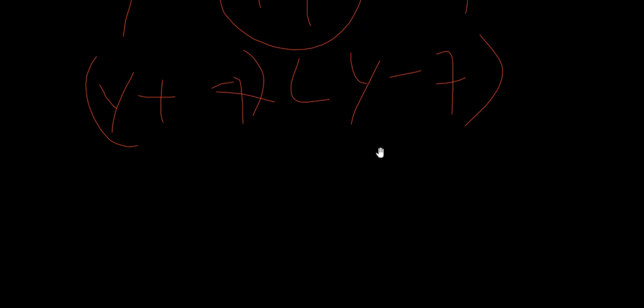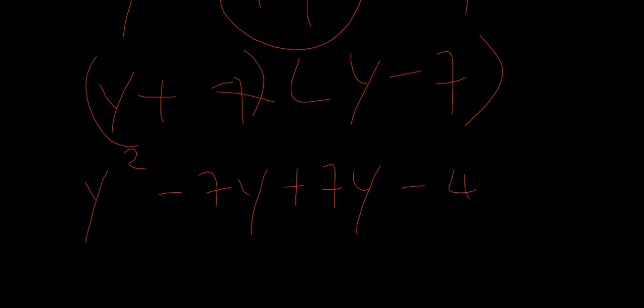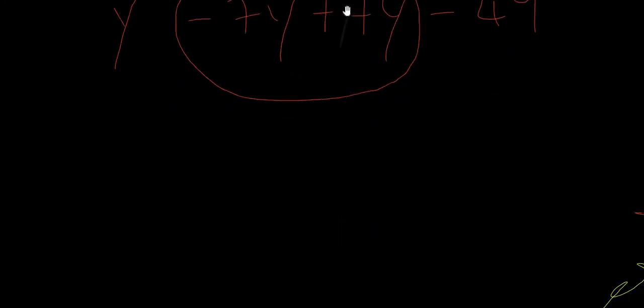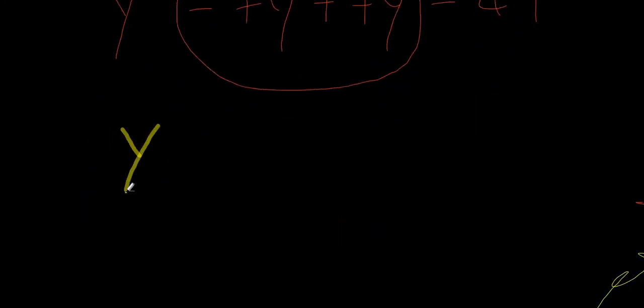Let's do that. y times y gives us y squared. y times 7 gives us minus 7y. 7 times y gives us positive 7y. And 7 times 7 gives us negative 49. You can see the middle terms will be cancelled, and that will give us back our original problem.